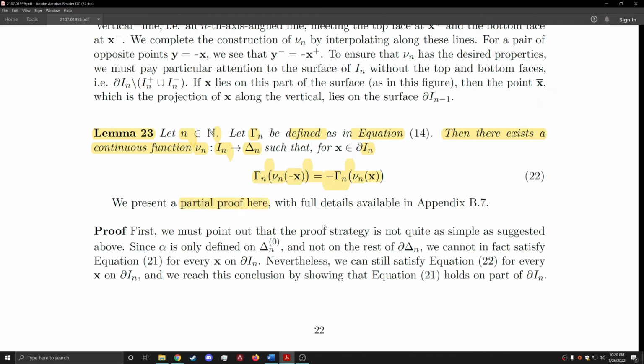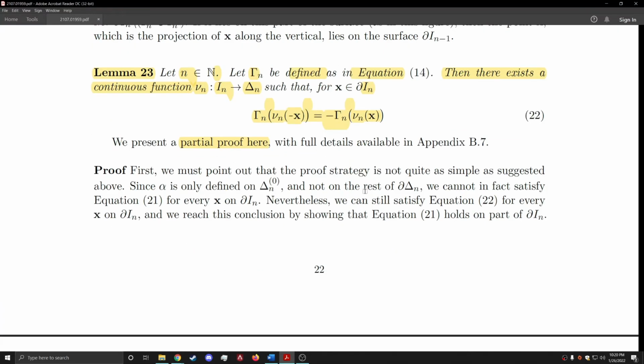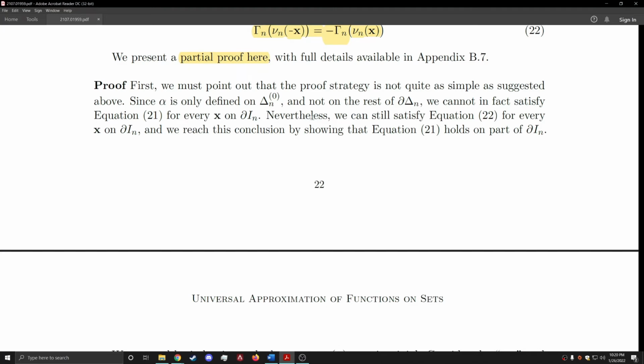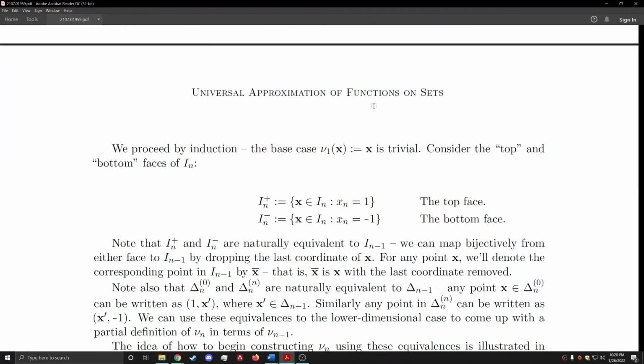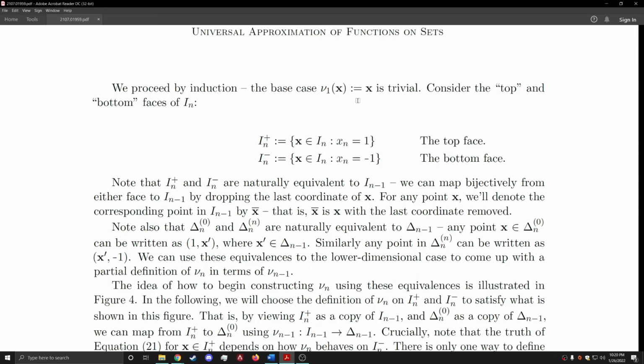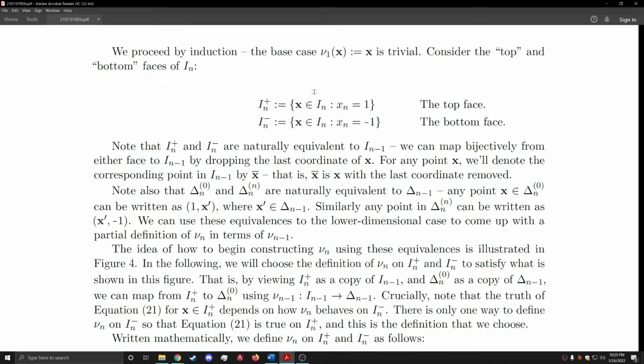So we're going to present a partial proof. We're going to be showing all the important bits. There's a few loose threads you have to take care of once you're done with it. We are not going to concern ourselves with those loose threads. We are just going to assume that everything falls in line. So strategy is not quite as simple as suggested above, blah, blah, blah. So let's see. We are going to be defining two faces. If you remember, our alpha was only defined on two faces, so we're going to make something extremely similar here.